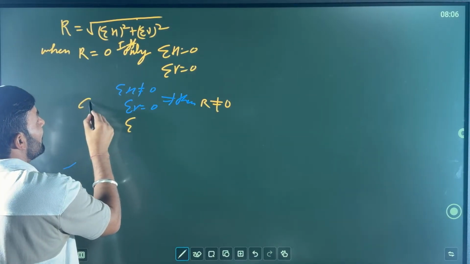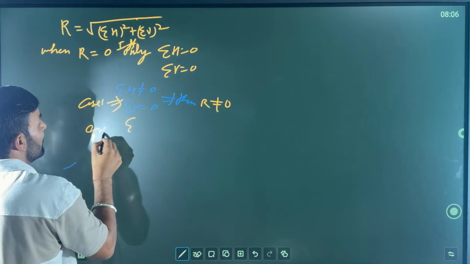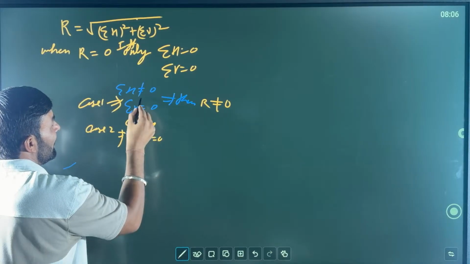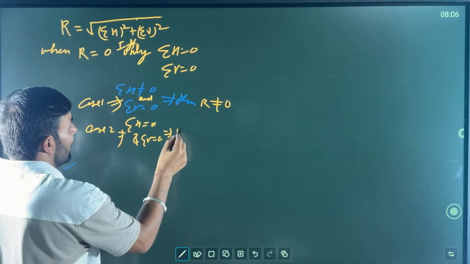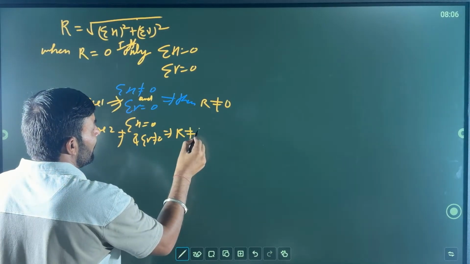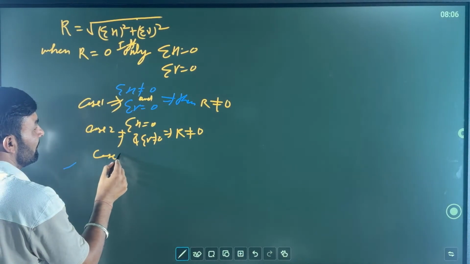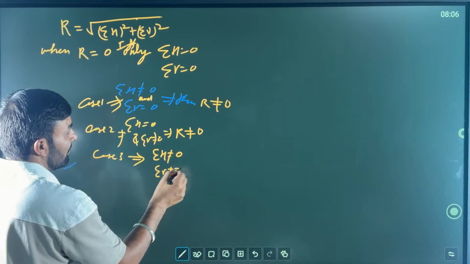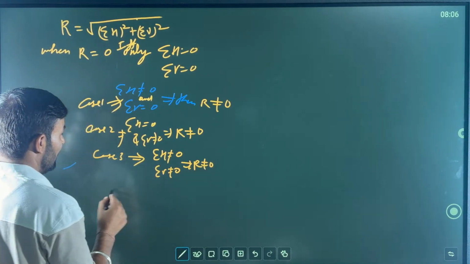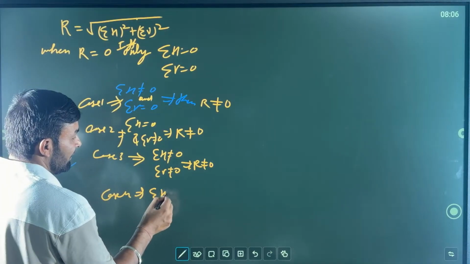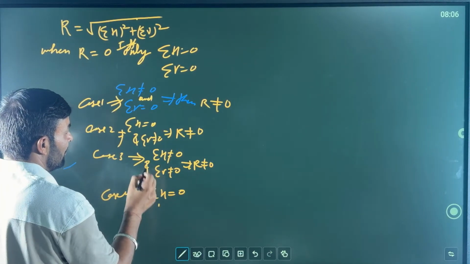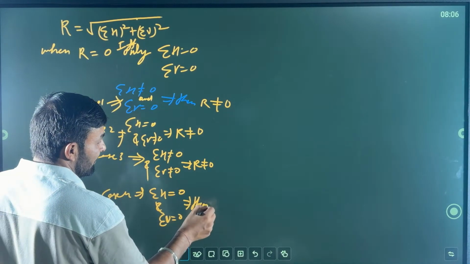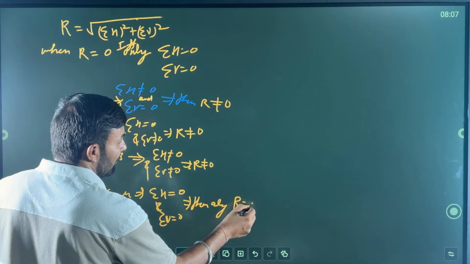This is case 1. Let us suppose this is case 2: we are taking summation h is 0 but summation v is not 0. Be careful, then also R would not be equal to 0. Case 3: summation h is not 0, summation v is not 0, then also R is not 0. And case 4: summation h is 0 and summation v is also 0, then only and only R will be equal to 0.